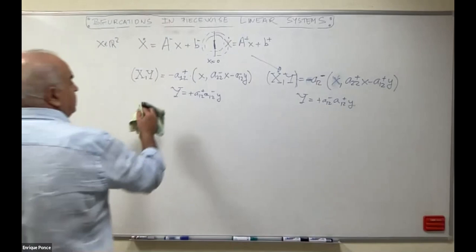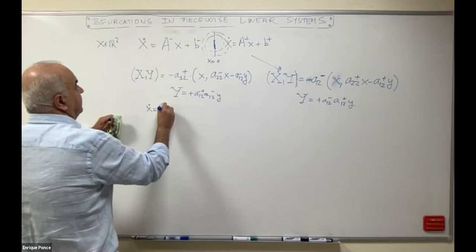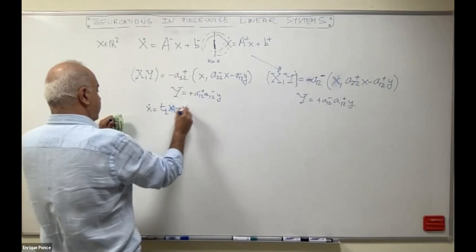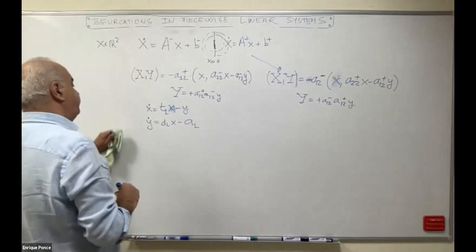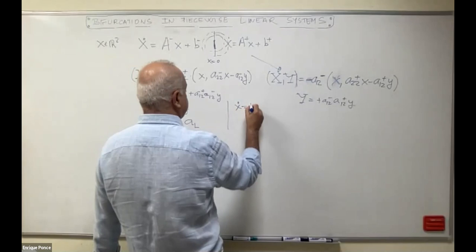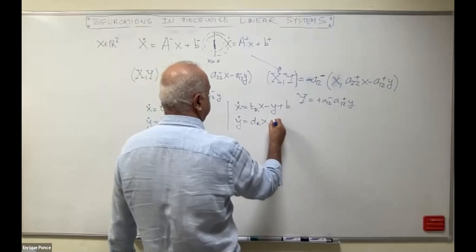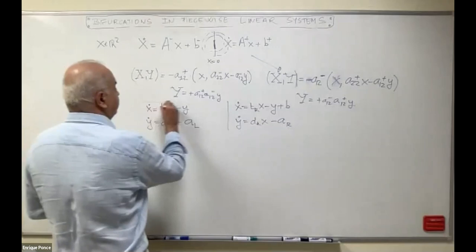You get the Liénard form, which is this one: x dot on the left is TL x minus y, y dot is DL x minus some constant AL here, and then on the right, x dot is TR x minus y, y dot is DR x minus some constant, a different constant here. Okay, this is the Liénard form.